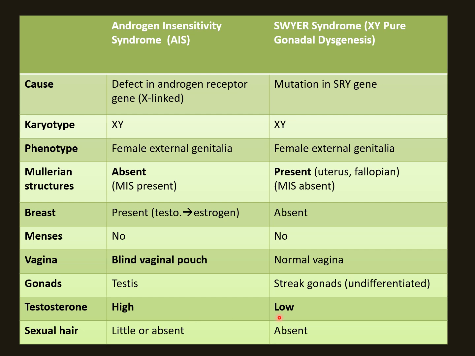Testosterone will be high here, in Swyer syndrome will be low. Sexual hair will be little or absent here, will be absent. So remember, XY pure gonadal dysgenesis will be female, internal and external. Structures will be present with amenorrhea and no sexual hair, and testosterone will be low.